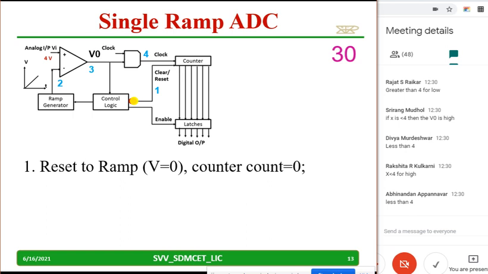Now, try to understand the working of this. Initially, a reset is given to the ramp, and this is 0, and the counter is 0 because we are sending a reset signal. Please keep your mind on the slide. Try to understand. Hardly 5 minutes it will take to understand. Initially this is 0, this is 0. Next step.